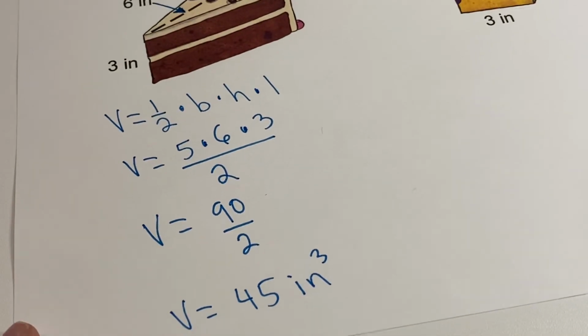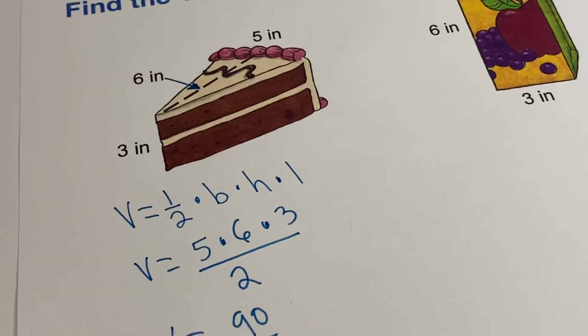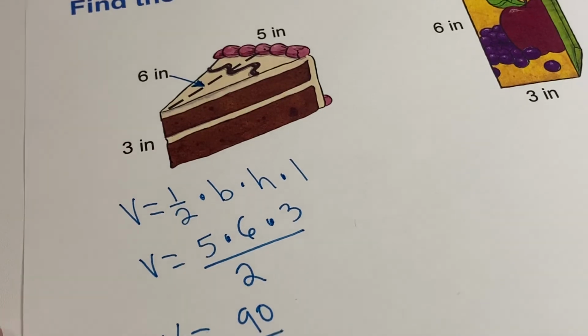So if you had a whole bunch of little pieces of cake that were 1 cubic inch each, you would need 45 cubic inches. And really, that could be how many bites are in here. This is a pretty big piece of cake, if you know what I'm saying.